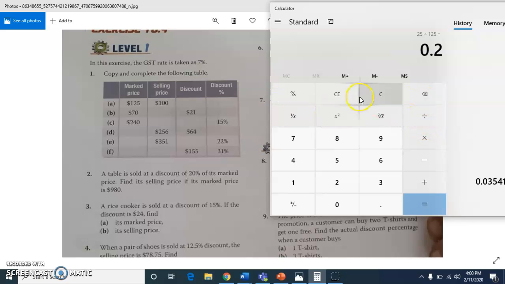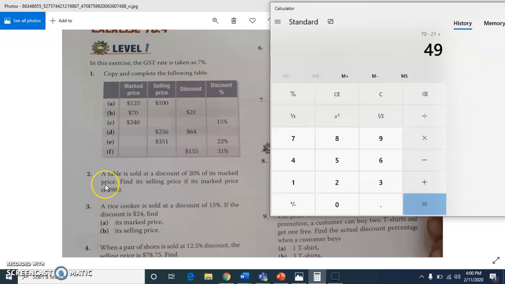When you look at B in this table, we start with $70. We know the discount was $21, leaving us a sale price of $49, and I will let you figure out what the discount percent is, and you should do that for the rest of the columns in this question.